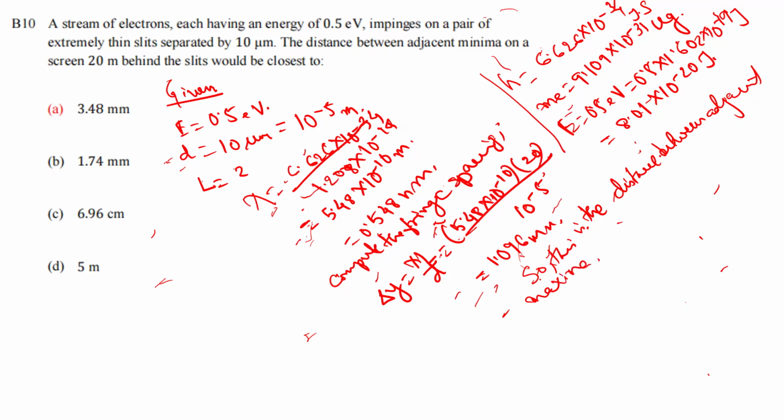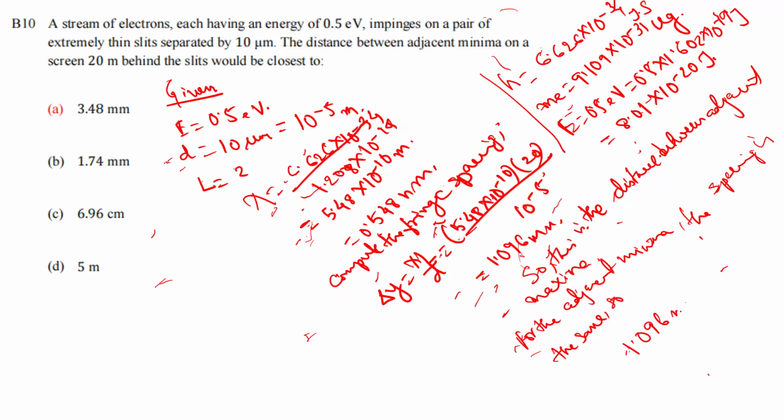For the adjacent minima, the spacing is the same, so we can write 1.096 mm. But none of the options exactly matches this.